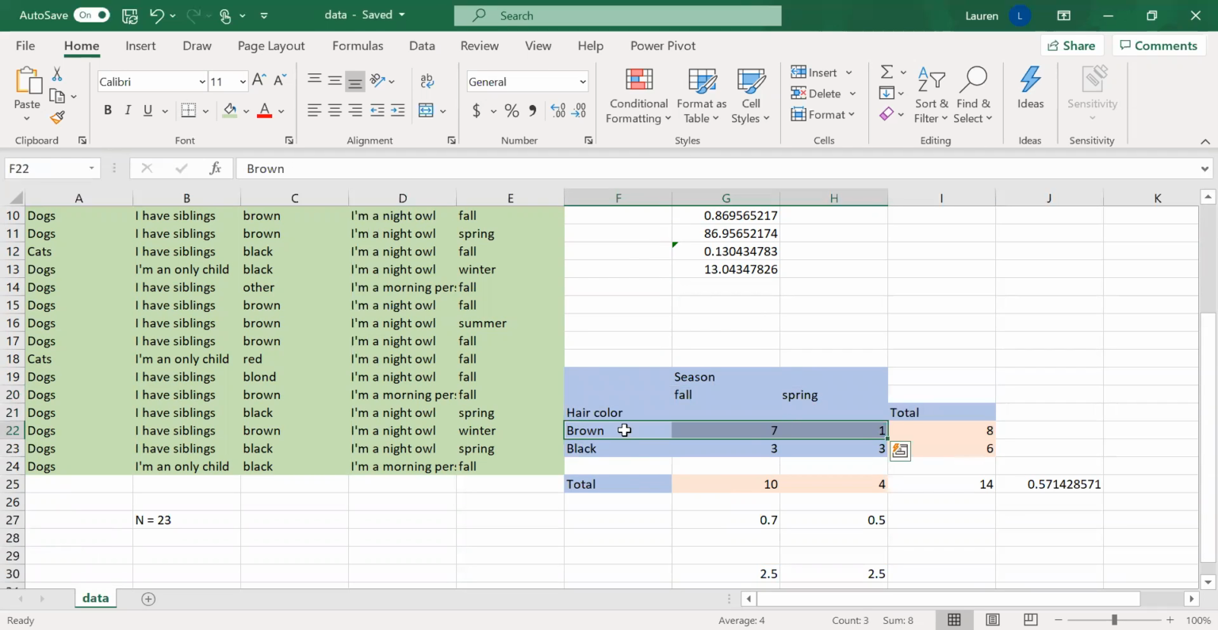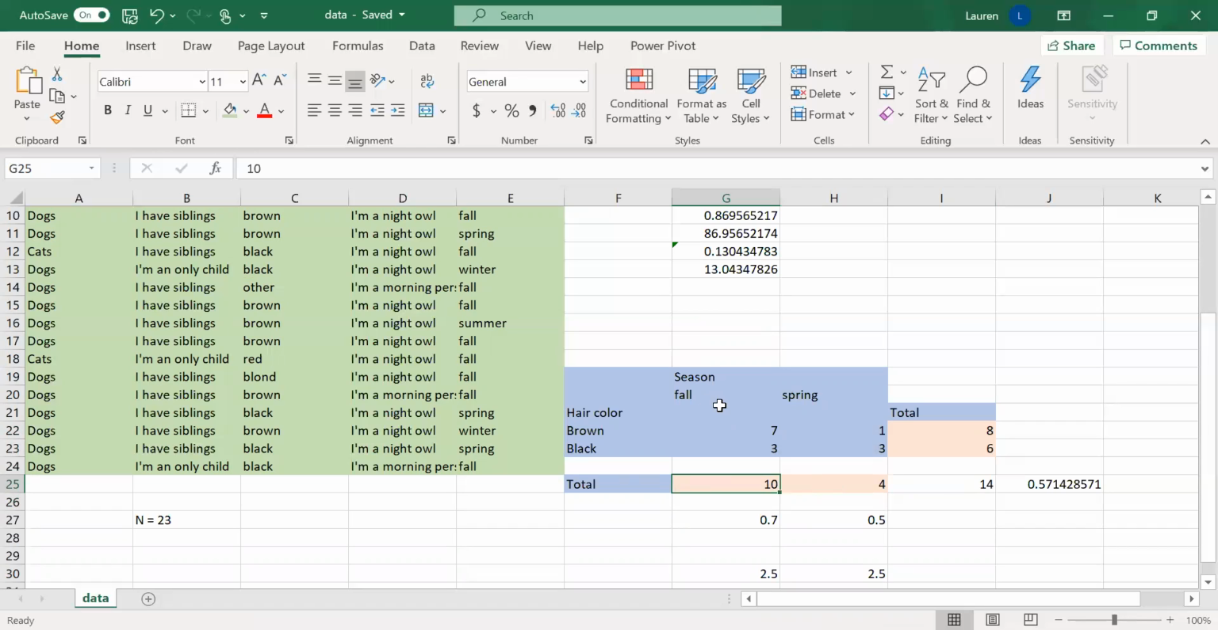variables here. So what I could do is look, regardless of preference for season, we say in this table, how many total people have brown hair? And so that would be 7 plus 1, so that gives us a total of 8. I can say, okay, regardless of preference for season, how many total people in this table had black hair? So that was 3 plus 3, which gave us 6. And then we also got our column totals that I present here.